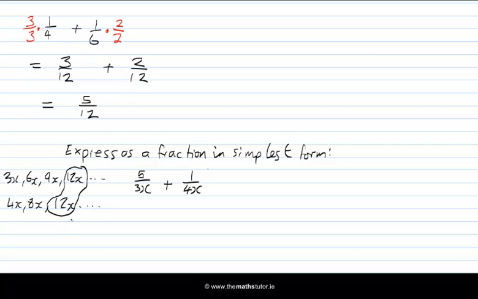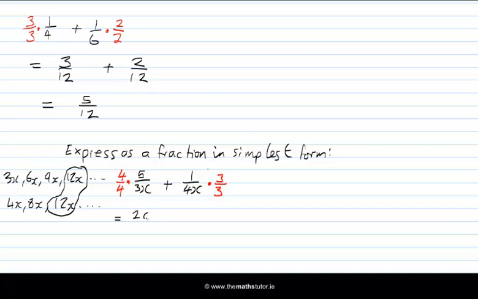And it comes as no surprise that this is the lowest common multiple of 3 and 4 with an x on the end as well. So we need to get to 12x from 4x. To do that we have to multiply by 3. But we can't just multiply by 3 on the bottom, we have to multiply by 3 on the top as well, otherwise we're changing values. With the 3x to get to 12x we have to multiply by 4. So we have to multiply the 5 by 4 as well.